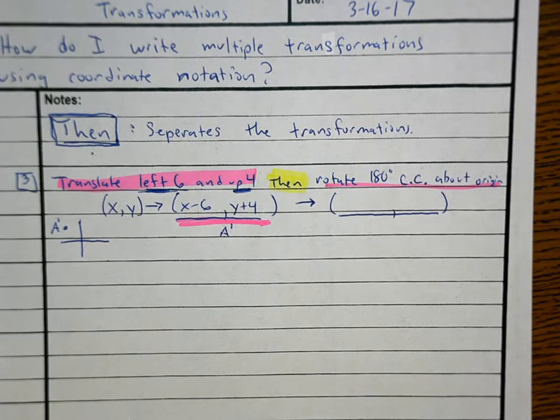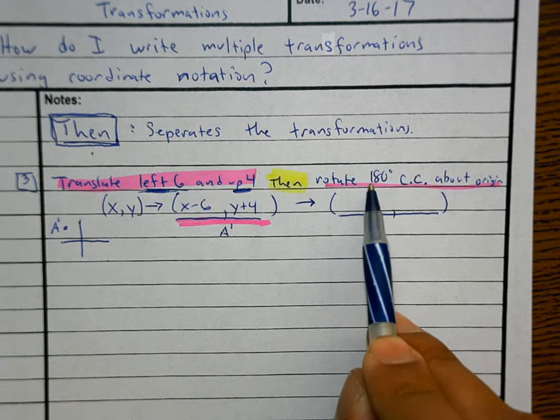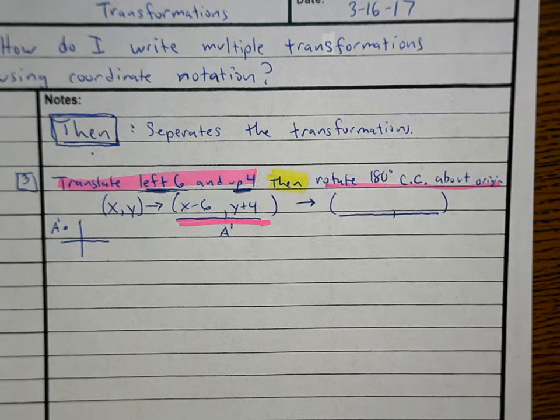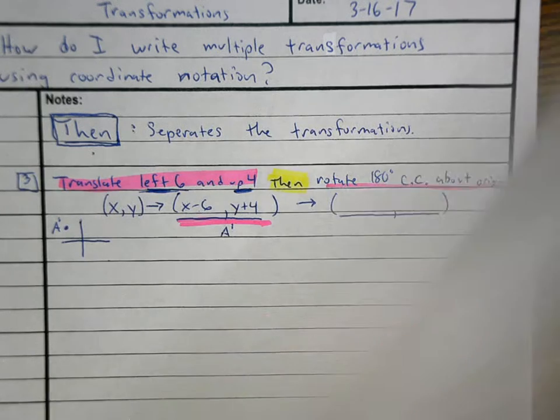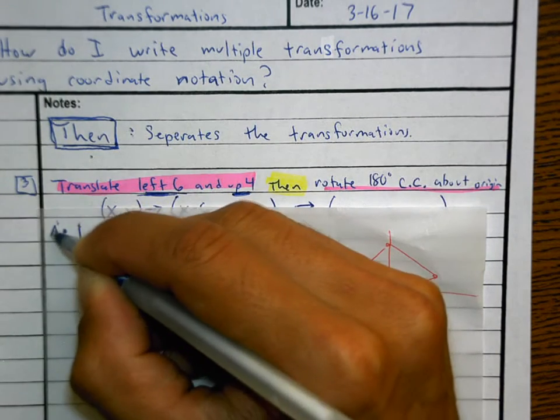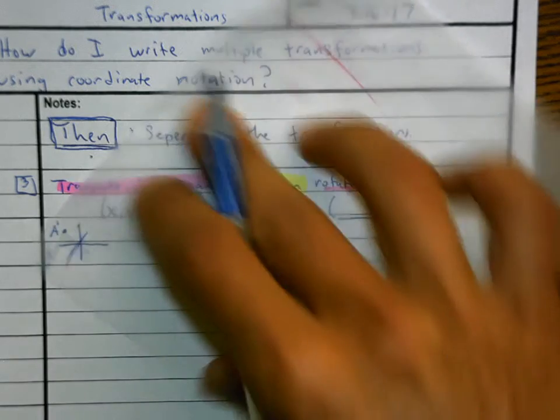And now what we're going to do is rotate 180 degrees counterclockwise about the origin. Let's say you're using your patty paper and you were to rotate it 180. This is what it would look like. 90.